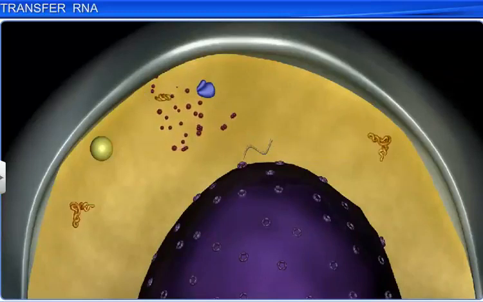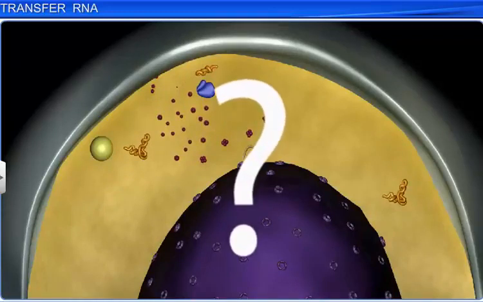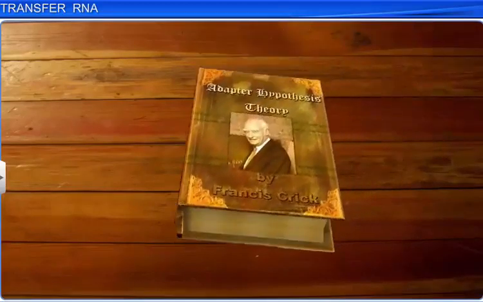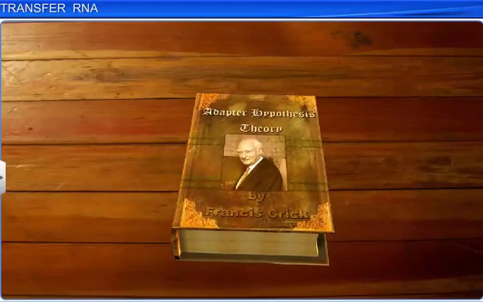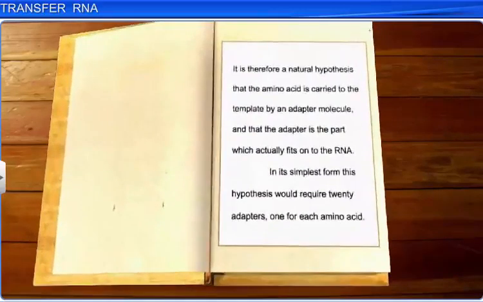Till the 1950s, scientists did not know enough about how proteins were carried to the mRNA. The breakthrough came in 1955, when Francis Crick, who had earlier revealed the DNA structure and its properties, postulated the adapter hypothesis theory, in which he stated that it is therefore a natural hypothesis that the amino acid is carried to the template by an adapter molecule, and that the adapter is the part which actually fits onto the RNA.